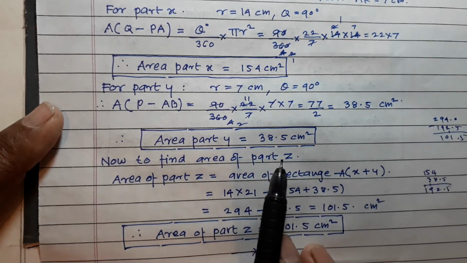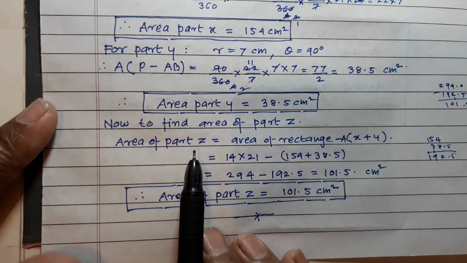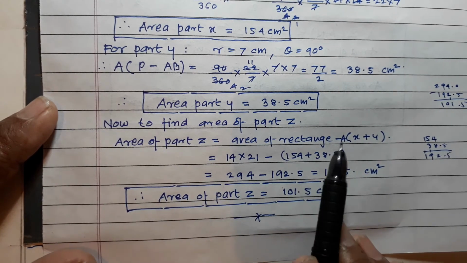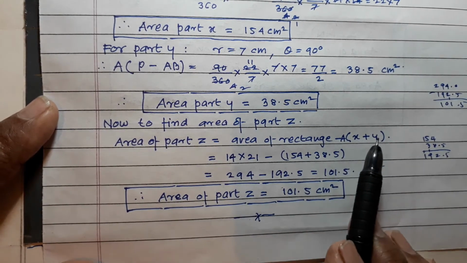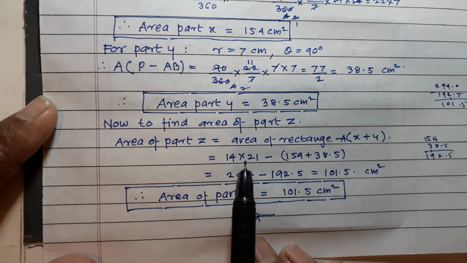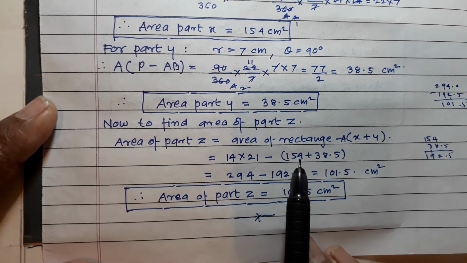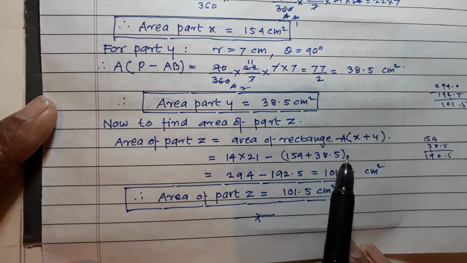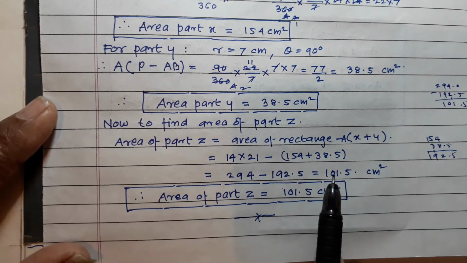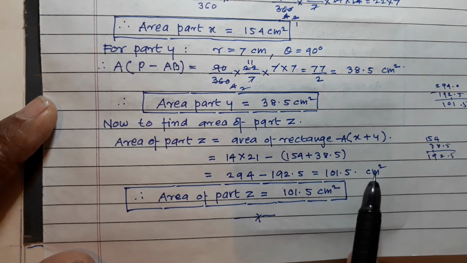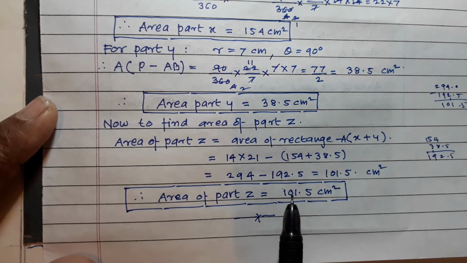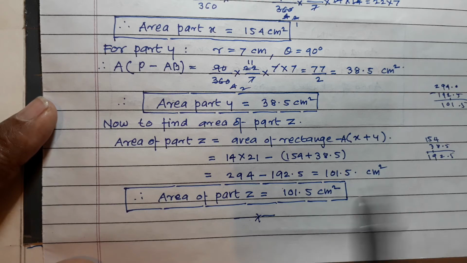Now to find area of part Z, area of part Z is equal to area of rectangle minus area of part X plus Y. So area of rectangle is equal to L into B. So 14 into 21 minus 154 plus 38.5 gives you 294 minus 192.5, is equal to 101.5 cm square, and hence area of part Z is equal to 101.5 cm square. Okay.